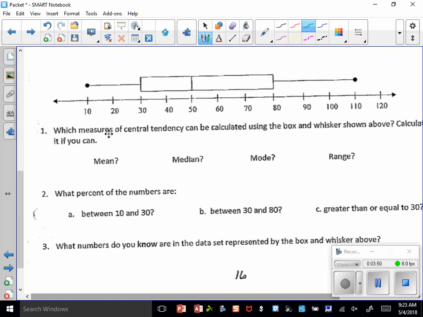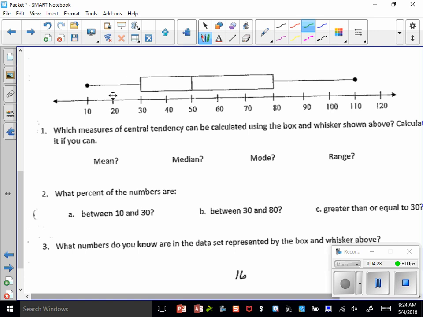It says, which measures a central tendency? Remember, these are called measures of central tendency. Which one of these can be calculated using the box and whisker shown above? And we're not going to calculate it, but we're just going to say which ones we could calculate. We cannot calculate the mean because you don't know each individual piece of data. You just have certain numbers, like there's a number 10. Could be a number 50, depending if it was an even set and that just averaged to 50. And there's a number 110. Okay, those you can definitely say, I know that they're there.